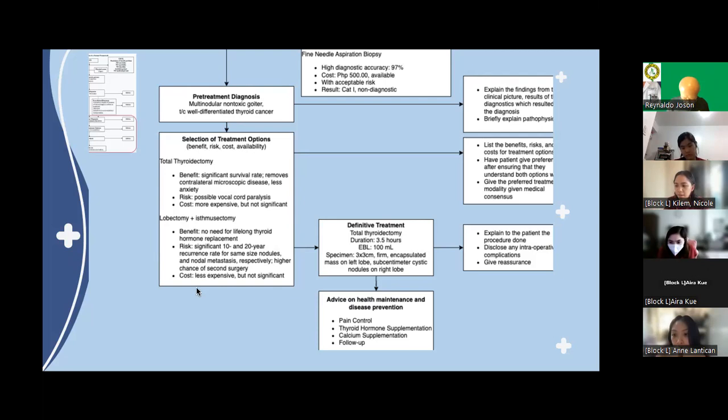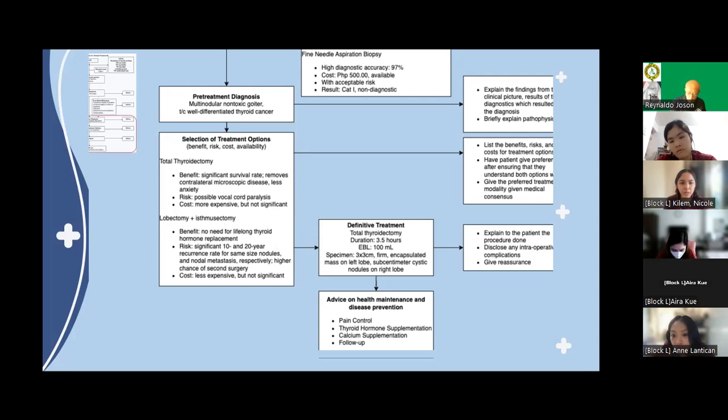And then on the advice on health maintenance and disease prevention, this patient will be provided adequate pain control, thyroid hormone supplementation, calcium supplementation, and follow-up, also previously discussed by Kiel. For monitoring, it's advised that the patient follow up 1 to 2 weeks postoperatively. And the patient will also be informed that for papillary thyroid cancer, as discussed, the 5-year survival rate is very good, very high.